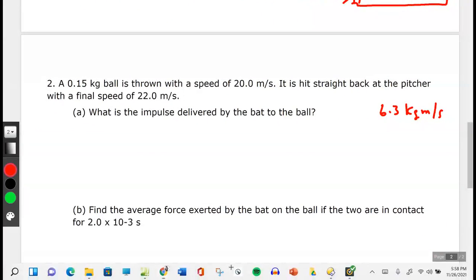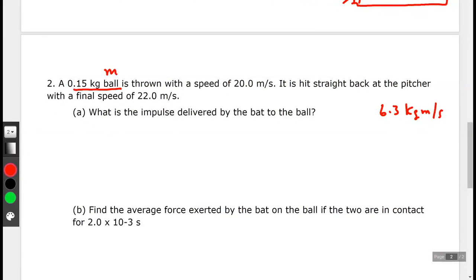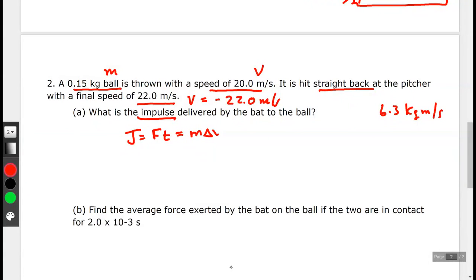Okay, a ball, 0.15 kilograms mass, is thrown with a speed, there's your V. It's hit straight back. We've done this problem before. Since it's hit straight back, this velocity is negative 22 meters per second. What is the impulse? J equals Ft. Impulse is force multiplied by contact time, which is m delta v. We're obviously going to use this: J equals m delta v.